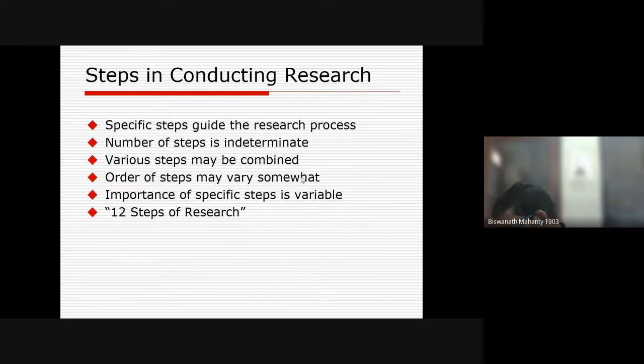So there is no strictness on how you are going to do it. And the importance of specific steps is variable. We need to know whether a step is really important in our study, but in another study, it may not be very important. It may just be small work.